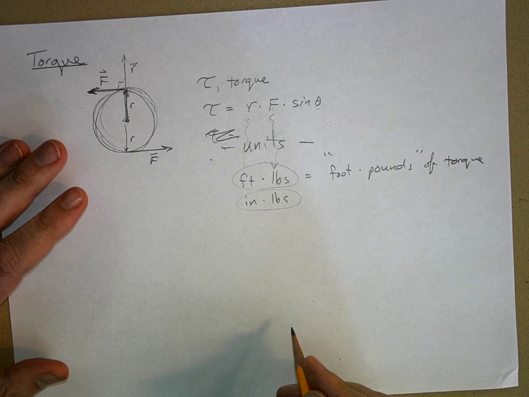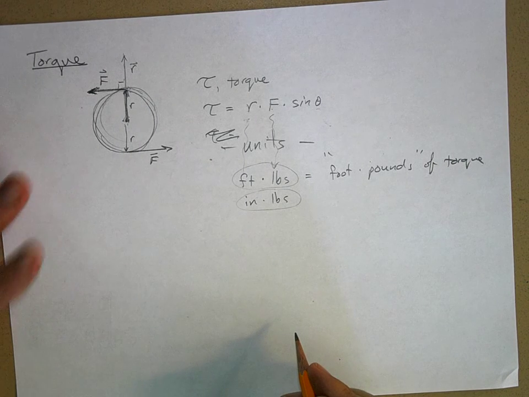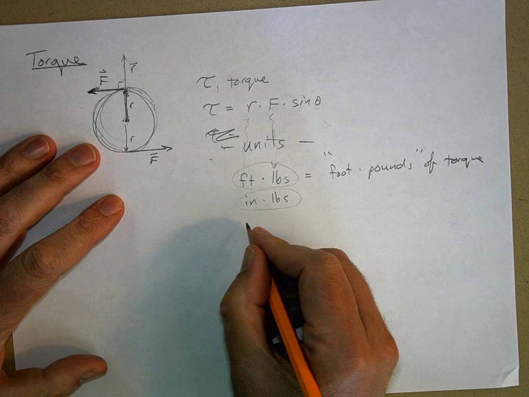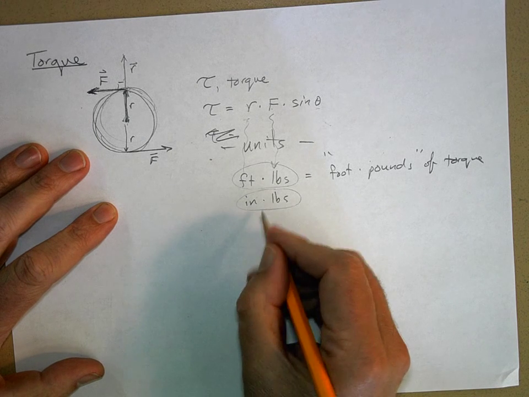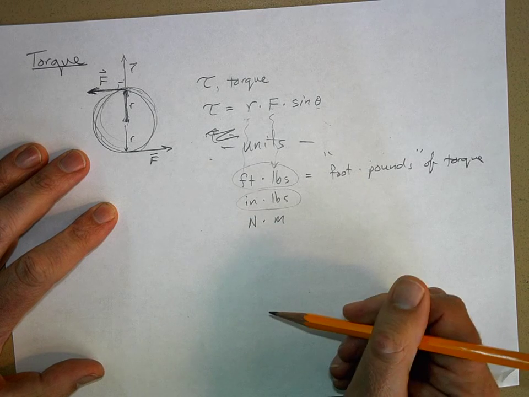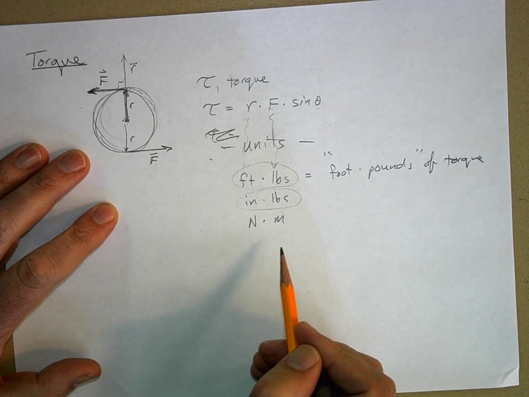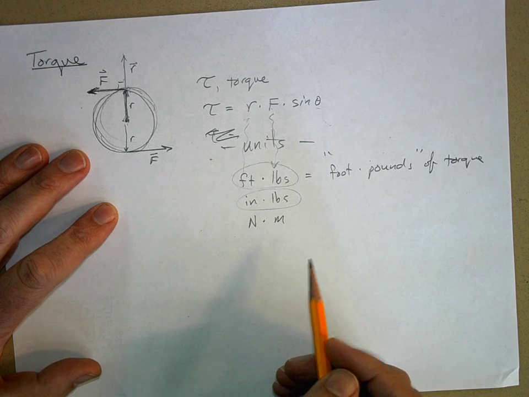In physics, in the sciences, and in those places where they use the metric system, thank you, they'll use Newton meters. Usually it's written as Newton meters, because sometimes you don't want to put meter newtons because it looks like a millinewton. So they call it Newton meters of torque.